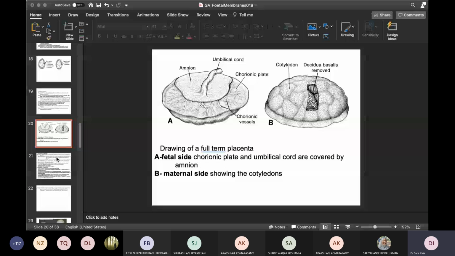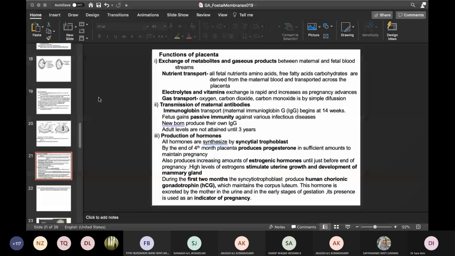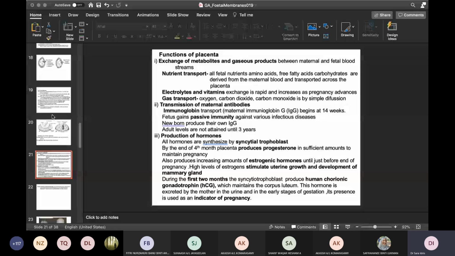So the uterus cannot contract properly because there's still some tissue left in there, and you have to evacuate the retained placenta. All right, anyway, functions of the placenta. So these are all the functions. Obviously, number one is to exchange metabolites and gaseous products. Remember, maternal and fetal blood do not come in contact.